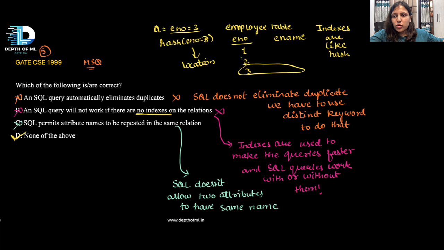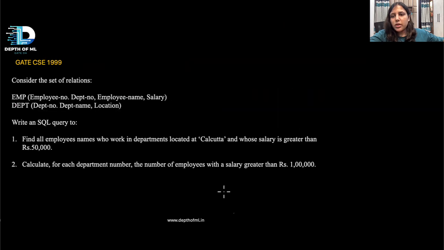Fine. So now let's look at our sixth PYQ, which is from GATE CSE 1999. So this is your sixth question. We have consider the set of relations. So they have given us two relations. One is employee and one is department. Now we have to write the SQL queries too. So there are two statements that they have given to us, and now we have to find the SQL query for them. Okay, so let's look at them one by one.